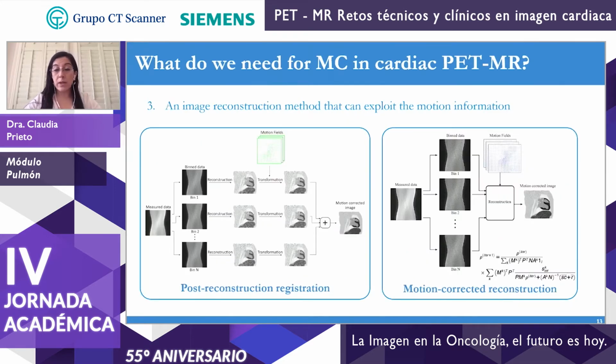And then, of course, we need a reconstruction method that takes into account the motion information. And this can be performed, for example, in this case, for PET, using the motion fields to warp all the images to a common respiratory or cardiac position and then average these images. This is called post-reconstruction registration, or incorporating the motion fields directly into the reconstruction.